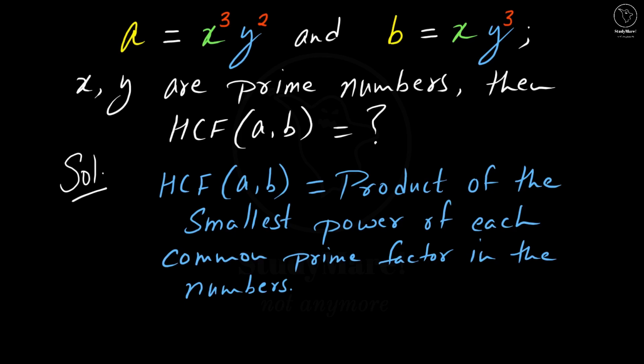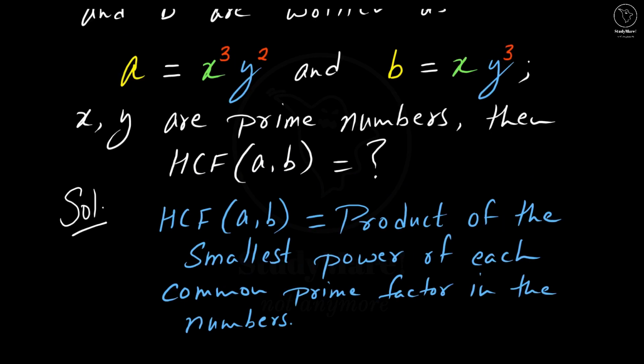How? It's very simple and very easy. Let's first understand. There are some key points to consider in this rule. First is common, second is prime factor. Common means that we have to take the numbers which are present in both. Second, prime factors. These should be prime factors. Now here it is already given that x and y are prime numbers. That means we are already done with this rule.